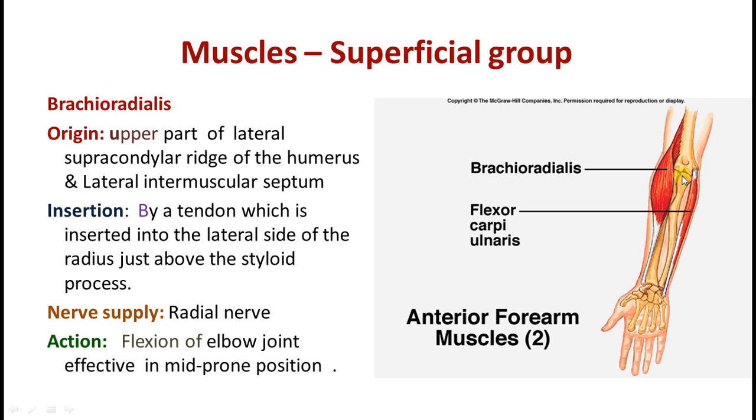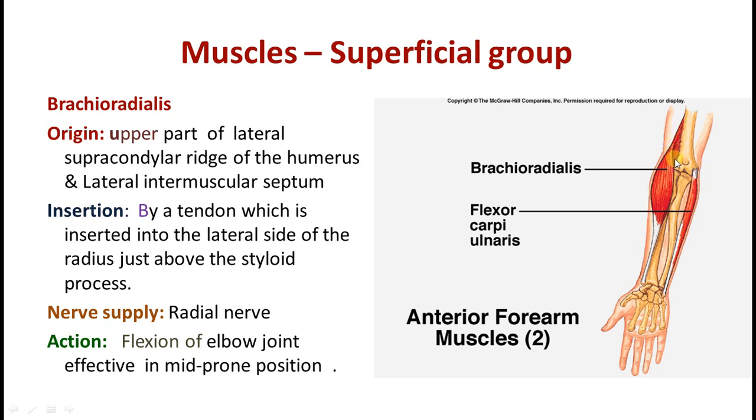Okay, you just make your hand in a mid-prone position and try to palpate the brachioradialis muscle. Above the lateral, the upper border of the radius in the mid-prone position, when you contract your muscles, you can very well appreciate the brachioradialis muscle in your own forearm. It is supplied by the radial nerve, again not by the posterior interosseous nerve but by the radial nerve itself, which is given off in the lower part of the arm.